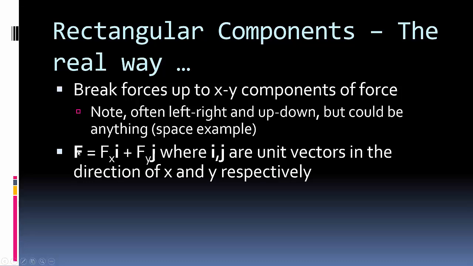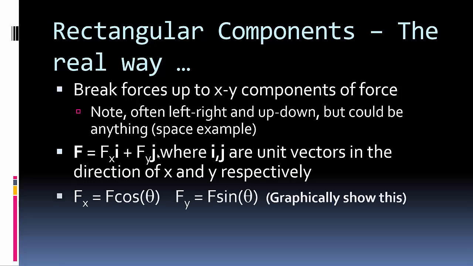So what we're saying is that you can express this f vector as the x component of it in the x direction and the y component of it in the y direction. And then you can start to define what these are. So f in the x direction is equal to f cosine theta. f in the y direction is equal to f sine theta. I'll show you an example of this.